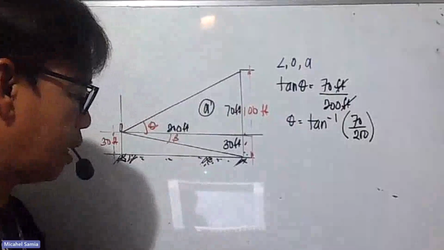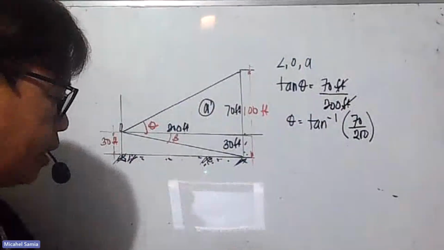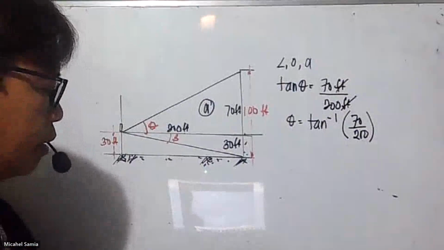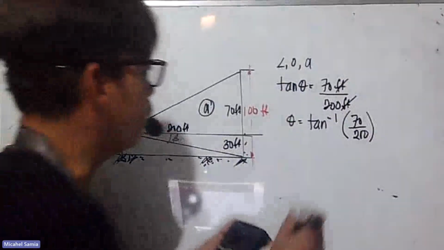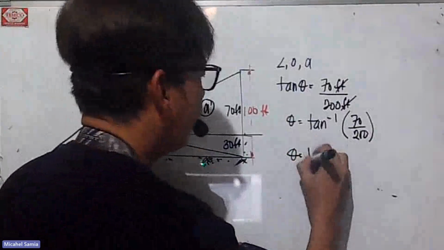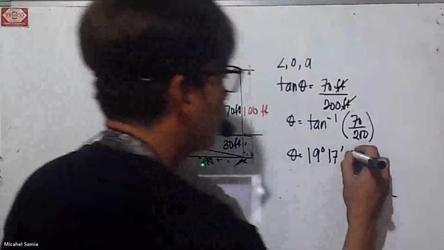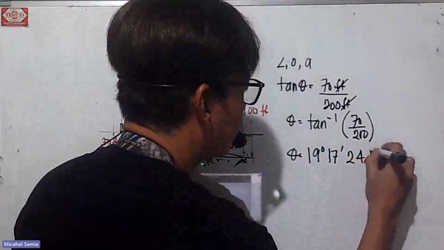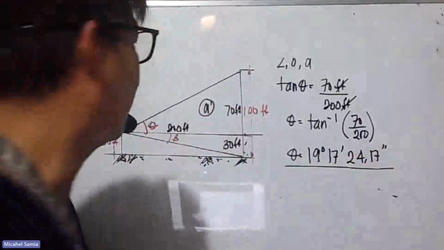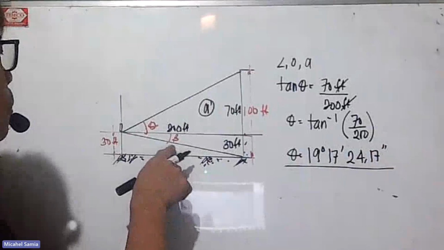So theta now is arctangent, so tangent raised to negative 1. That is 70 divided by 200. Okay, so we have theta now equal to 19 degrees, 17 minutes, 24.17 seconds. So that is our theta. Okay. Now, let's solve for the other one. Let's solve for beta.